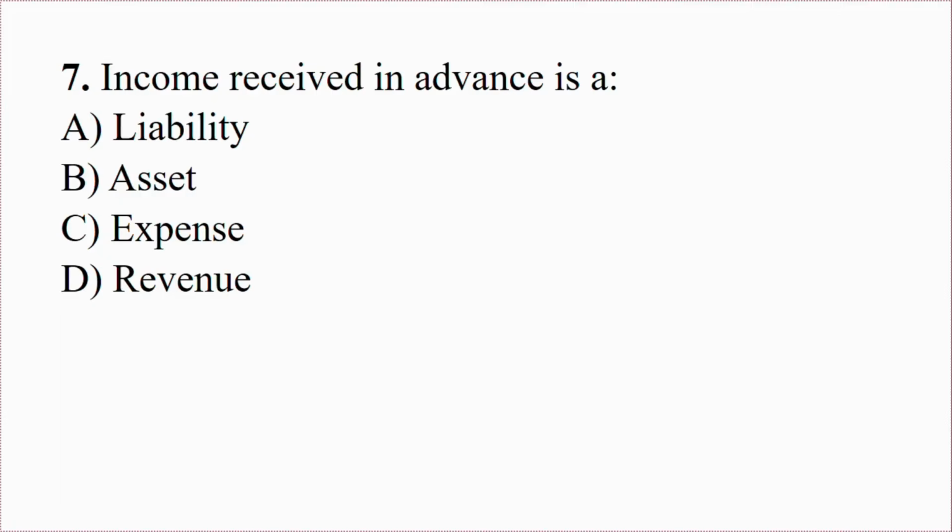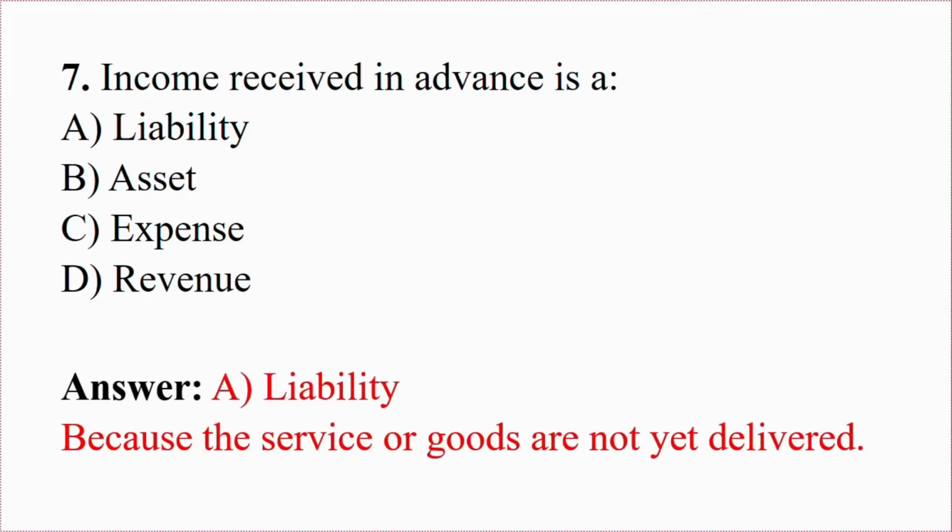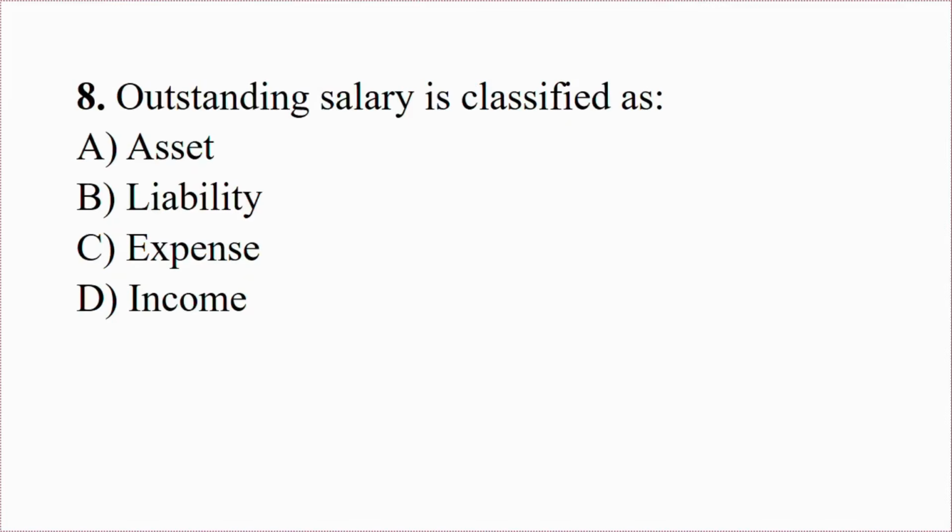The next question is: income received in advance is a, option A, liability. Option B, asset. Option C, expense. Option D, revenue. The correct answer is option A, that is liability. The next question is: outstanding salary is classified as option A, asset. Option B, liability. Option C, expense. Option D, income. So the correct answer is option B, that is liability.